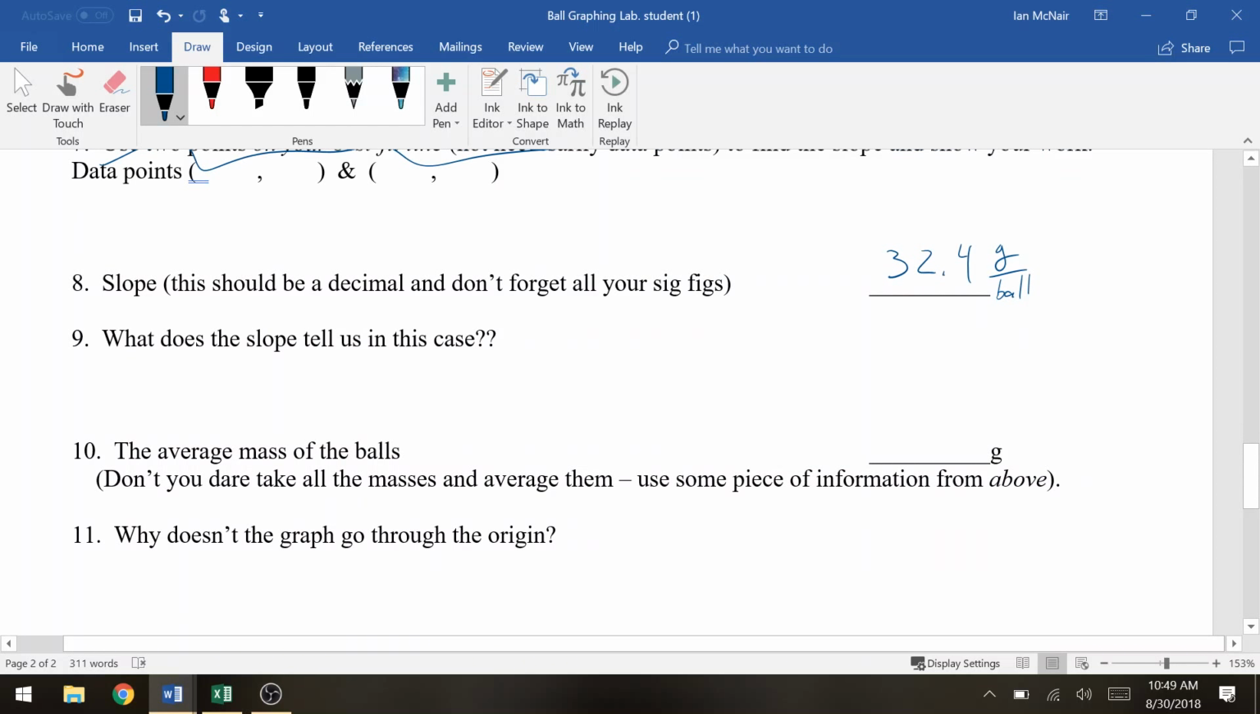So what does the slope tell us in this case? And there's one special word that you need to have in there for it to be correct. Does anyone know what slope tells us in this case? Not just the trend. The average. It's the average mass of each ball. Okay.